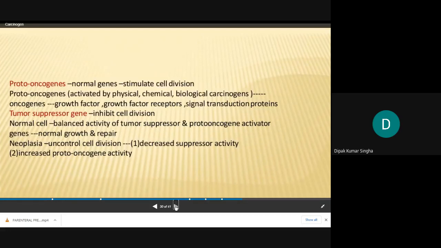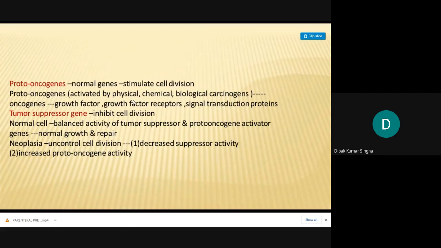We are discussing in the later class the basis of apoptosis. Basically, the proto-oncogene and the tumor suppressor gene. Proto-oncogene, the normal gene, stimulates cell division. Proto-oncogene is activated by physical or chemical agents or biological carcinogens, and they activate the oncogenes. Those oncogenes increase the growth factors or secrete some proteins, and growth factor receptors signal the transcription mechanism. Ultimately, the cell division will be faster, and the tumor or neoplasia will occur due to proto-oncogene activation. The proto-oncogene activates the oncogene, and finally the tumor or neoplasia will appear and cancer will be produced.